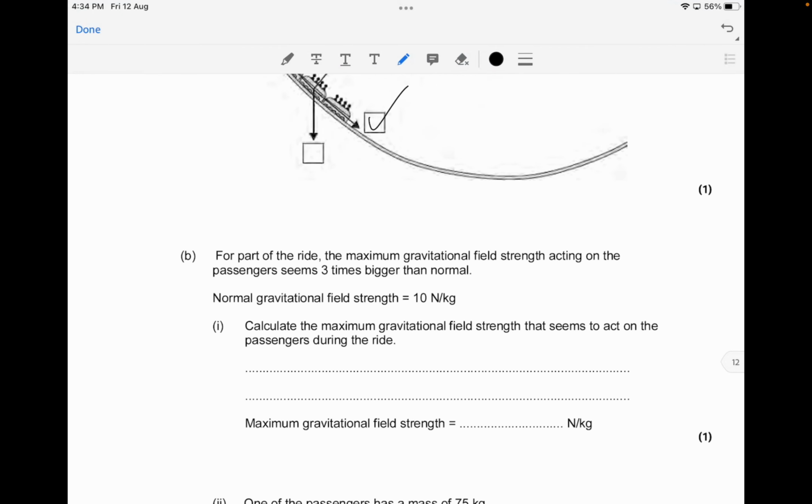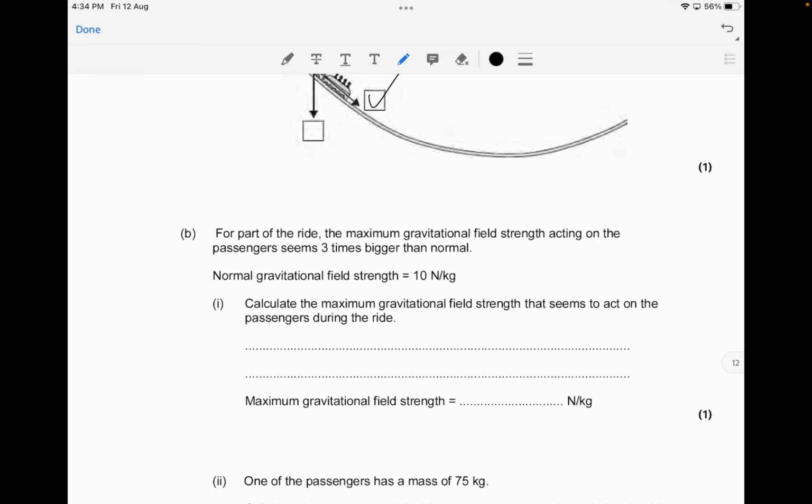Now for part of the ride, the maximum gravitational field strength acting on the passenger seems to be 3 times bigger than normal. Your normal gravitational field strength is about 10 units per kilogram. You have to calculate the maximum gravitational field strength that acts on the passengers during the ride. So you're going to use the same formula again, W = mg, where the gravitational field strength is equivalent to the weight divided by the mass.